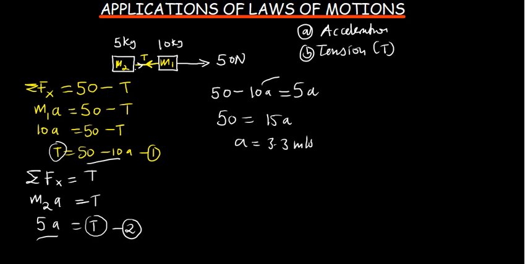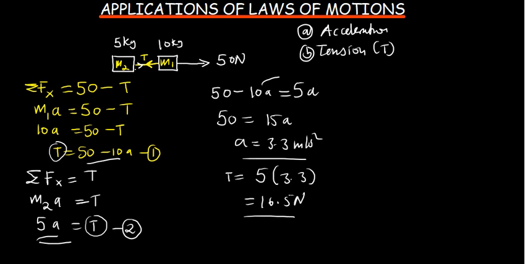Now to find the tension, we can either use this equation or this equation, or whichever we want. Let's use the second one. Tension is equal to 5 multiplied by acceleration, and the acceleration is 3.3. So that is going to be 5 multiplied by 3.3, that is going to be 16.5 newtons. This is going to be the tension in the rope. So everything is going to change if there is friction.